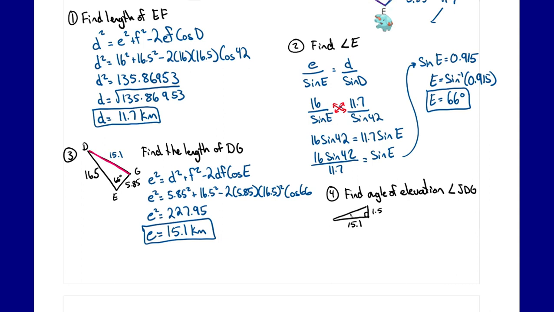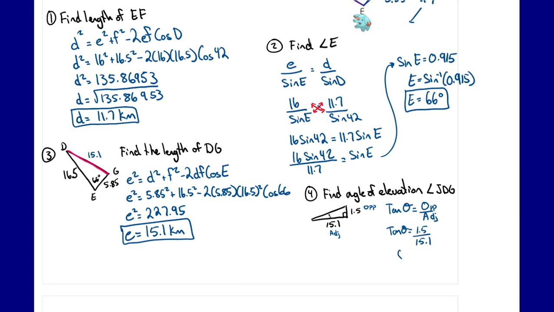Based off of the reference angle, I have the opposite and the adjacent. So I am going to be using tan. So tan theta equals O over A, or opposite over adjacent. Tan theta equals 1.5 over 15.1. To get the angle, theta equals tan negative 1 of 1.5 over 15.1. And I get theta is equal to 5.7 degrees.